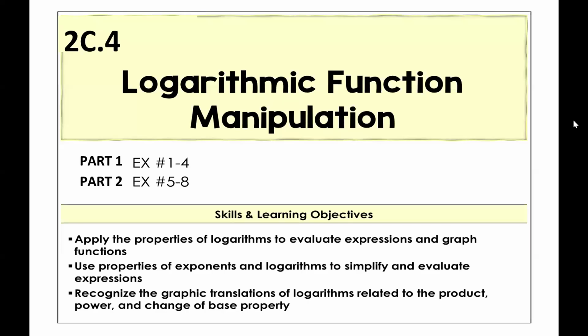All right, so we are on 2C.4. As far as 2C.4 goes, it is again about just describing and manipulating. So hopefully it's not too terrible. Okay.